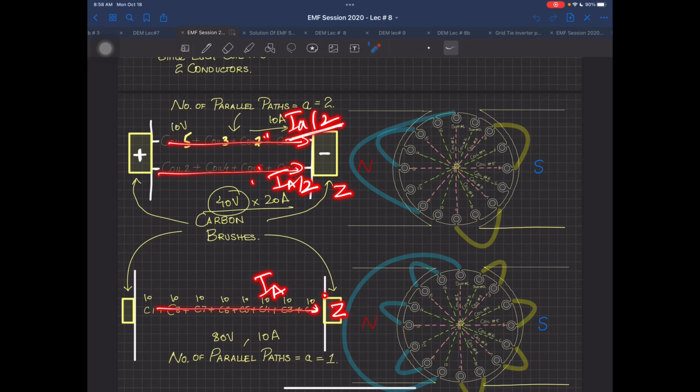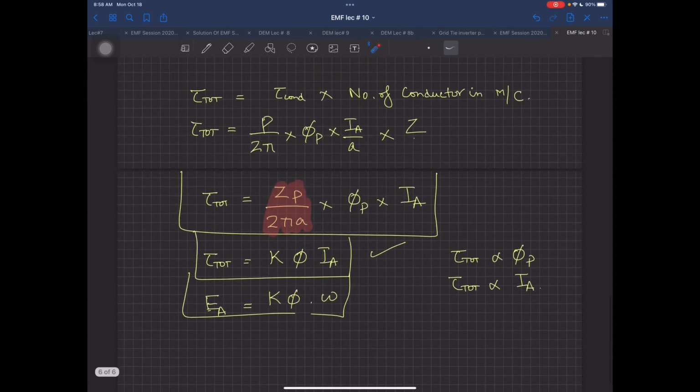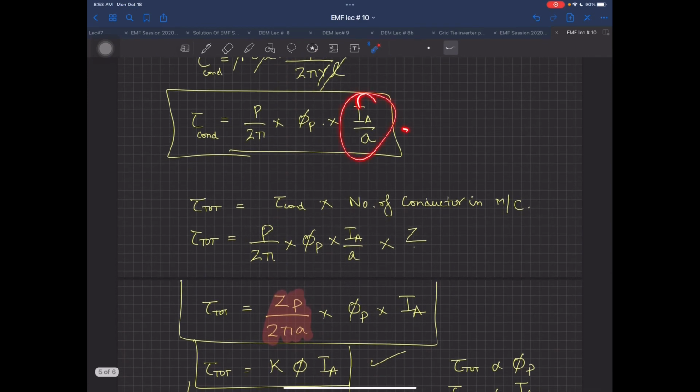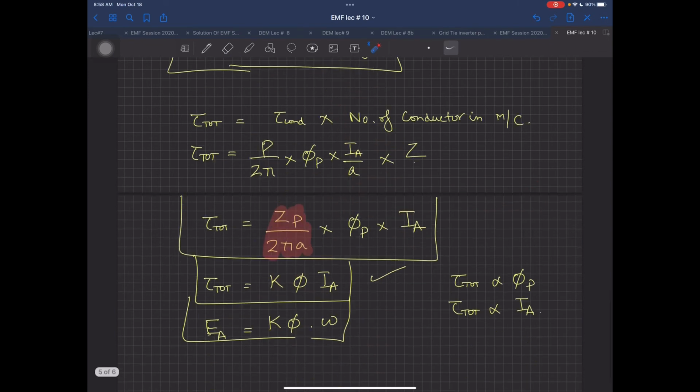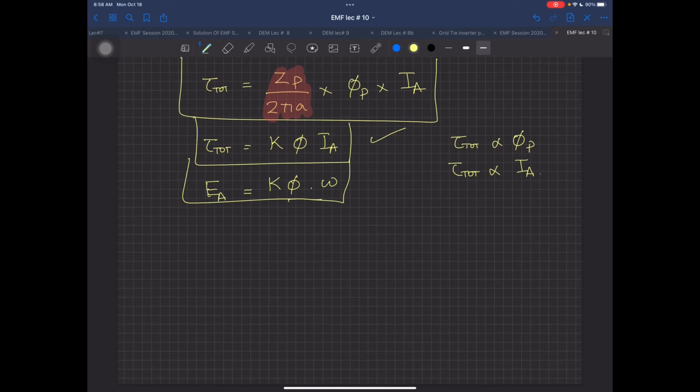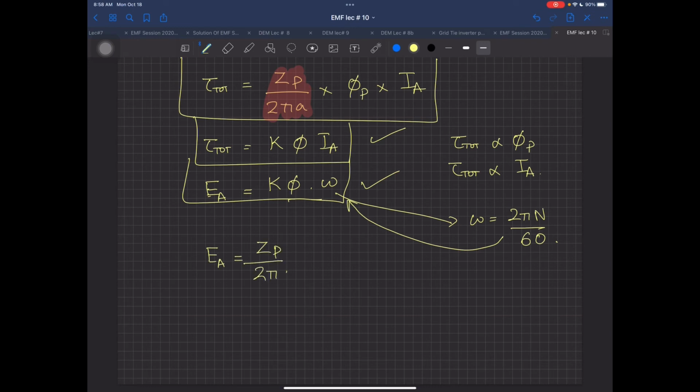The only thing changing is this IA divided by 2, or IA divided by A, which I have done in this relation. So I multiplied this one by IA divided by A. Otherwise, the number of conductors in the machine remains the same. This is equal to Z. So I have now these two relations. That is, EA is equal to K phi omega, or total torque is equal to K phi IA. And one relation which I just missed, that omega, as I told you, is equal to 2 pi n divided by 60. So if you put this in this relation, you have EA equal to, let me write down the full expression over here because there is going to be some cancellation done.